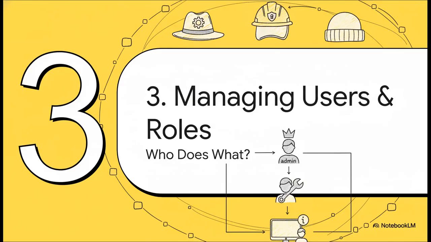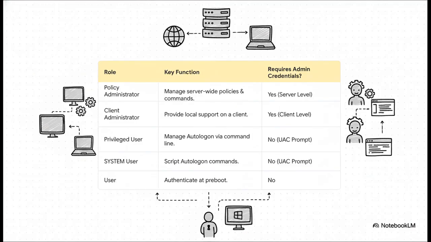So, you've got your foundation, you've got your rules. What's next? Well, now we have to decide who gets to do what. This next section is all about the different hats people can wear in the SEE ecosystem, from your top-level admins all the way down to your everyday end users. And this table does a great job of laying out the hierarchy. Way up at the top, you have your policy administrators, who are basically managing the whole system. Then, on the ground, you have client administrators, providing that local, hands-on support for individual machines.